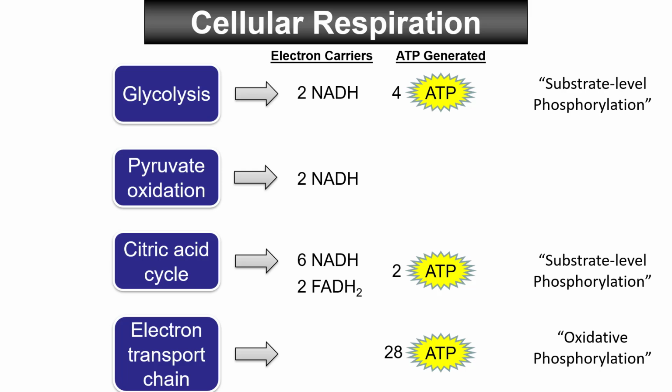So if the phosphate group that's being joined to ADP was part of another molecule during the reactions of cellular respiration, we call it substrate-level phosphorylation. But if that phosphate group is free and on its own when it joins to ADP, we call it oxidative phosphorylation. But the total we see is that there are 34 ATP generated during the process of cellular respiration: 4 in glycolysis, 2 in the citric acid cycle, and 28 during the electron transport chain.